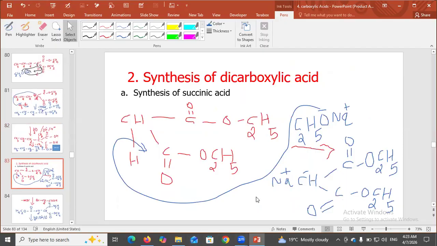Synthesis of dicarboxylic acids. Synthesis of succinic acid. Malonic ester is treated with sodium hydroxide.